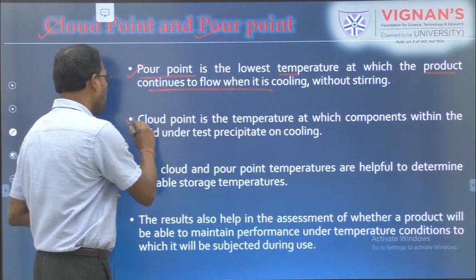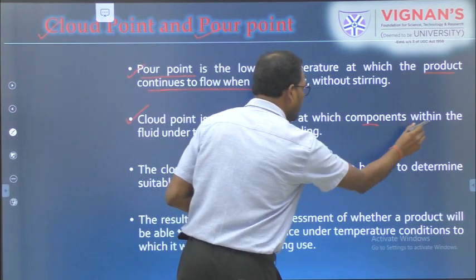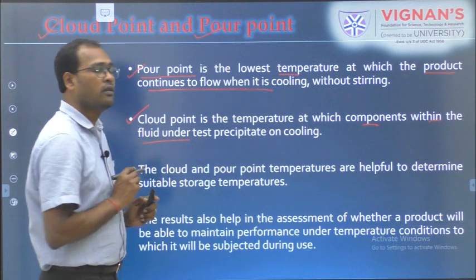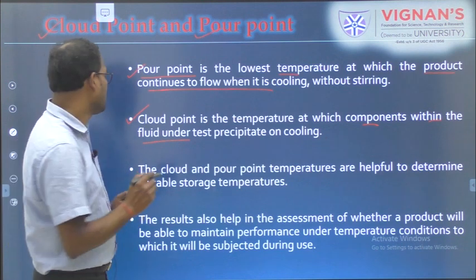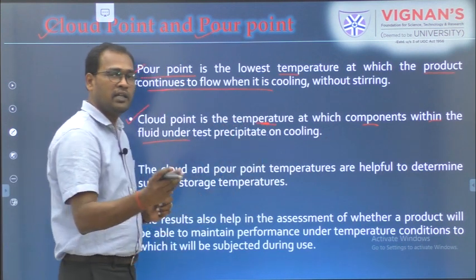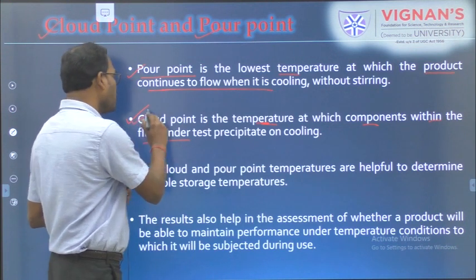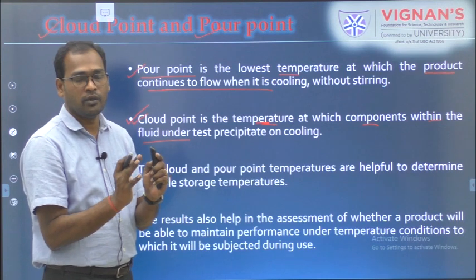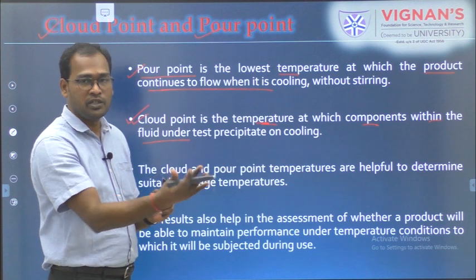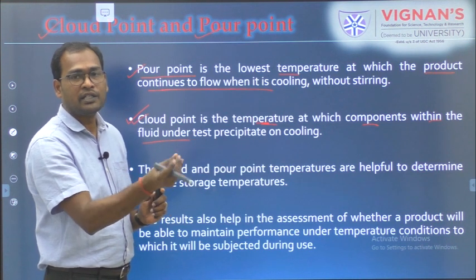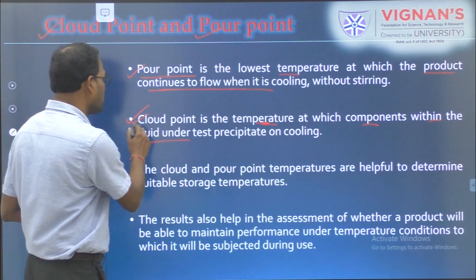And what is cloud point? Cloud point is the temperature at which the components within the fluid start precipitating when it is cooled. This is the temperature at which the material starts crystallizing or precipitating. That is called the cloud point, where it becomes hazy. So it becomes opaque. That will be the temperature when the phase has changed. From a liquid, it starts crystallizing and you will end up with some kind of crystals or precipitates. That is your cloud point.